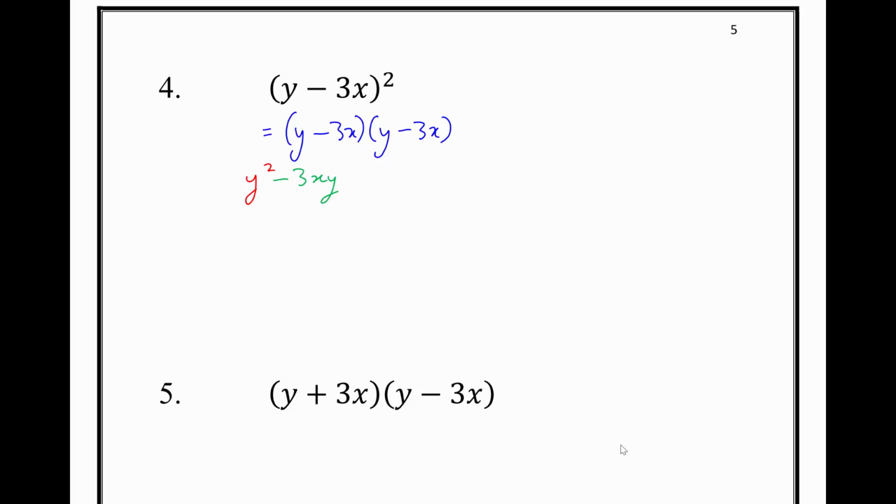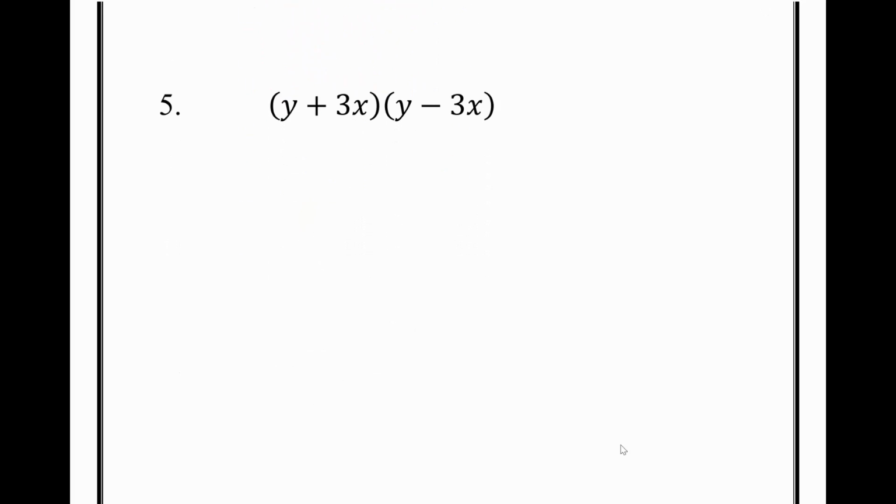Next, we have the inside pair, which is just minus 3x times y, to give us minus 3xy. Lastly, we have minus 3x times minus 3x to give us plus 9x squared. If we simplify this entire equation, we'll end up with y squared minus 6xy plus 9x squared.